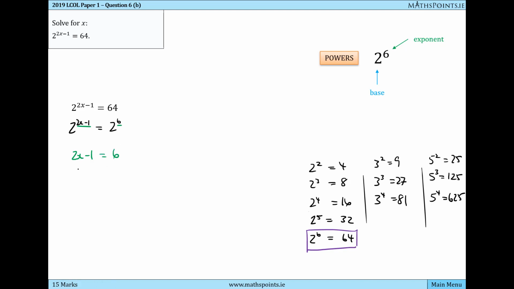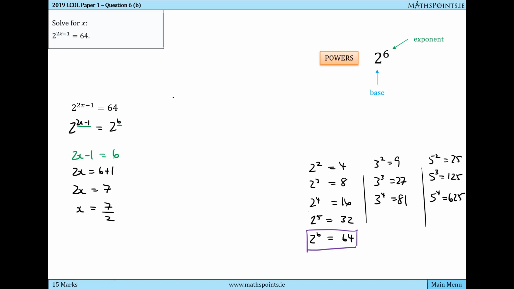So we're now going to solve this linear equation for x. So we add 1 to both sides and we get 2x is equal to 6 plus 1. So 2x is equal to 6 and 1 is 7. If we divide both sides by 2, we get x is equal to 7 over 2.